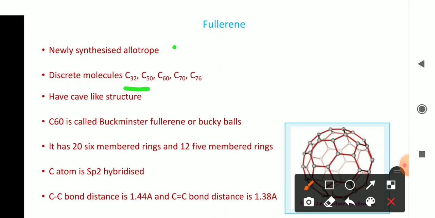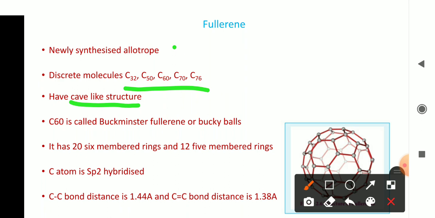The examples are given here. C32, which means the number of carbons is 32. C50, number of carbons is 50. C60 means number of carbons 60, and C70, C76. Okay, so it is a discrete molecule, and it has a cage-like structure. Cage means kund. Okay, it has a cage-like structure.